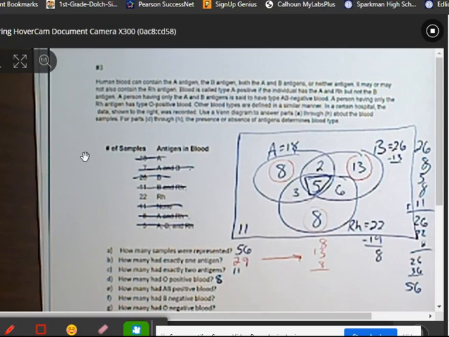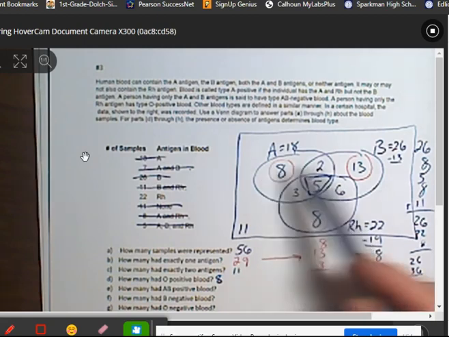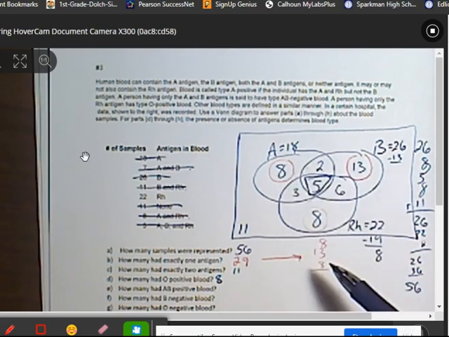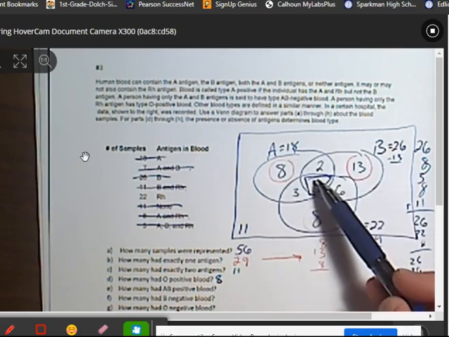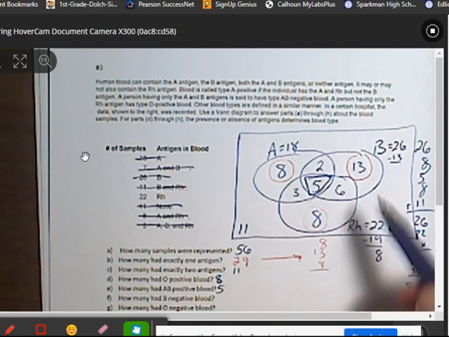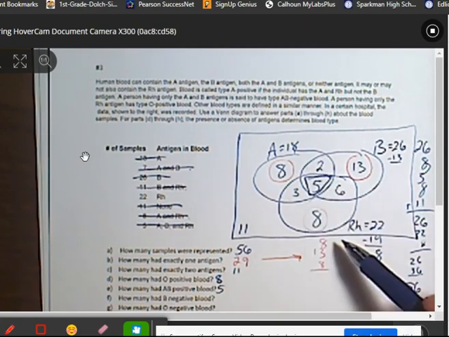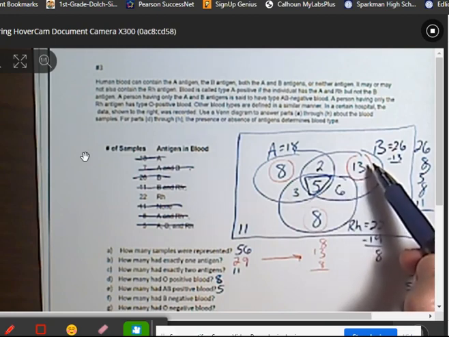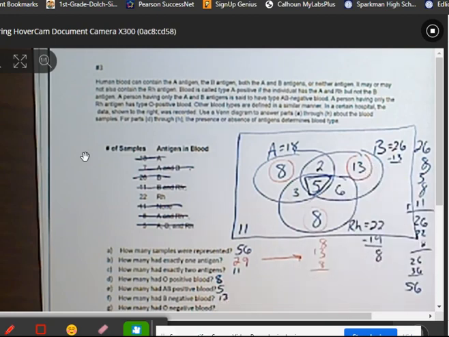All right, part E said how many had AB positive? So that would be where you've got a mix of A and B, and you've got the RH. So basically, you need all 3. You need the A and the B and the RH. So that's that part that's in the middle right there. So that would be 5. For F, how many had B negative? So in that case, it's B, and it doesn't have A, and it doesn't have the RH. So this is one where it's basically just B by itself. So that would be 13.